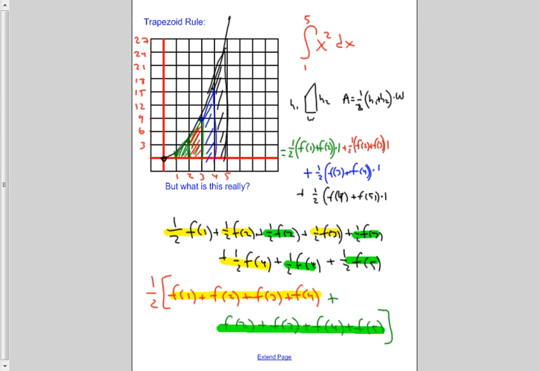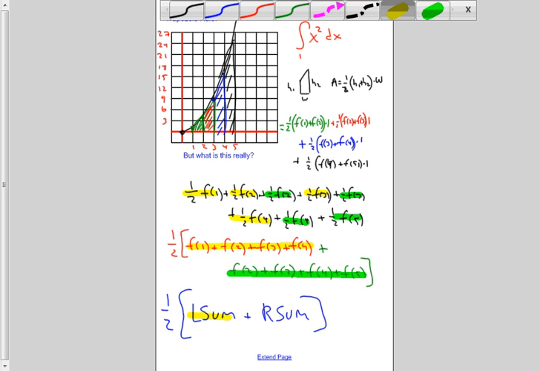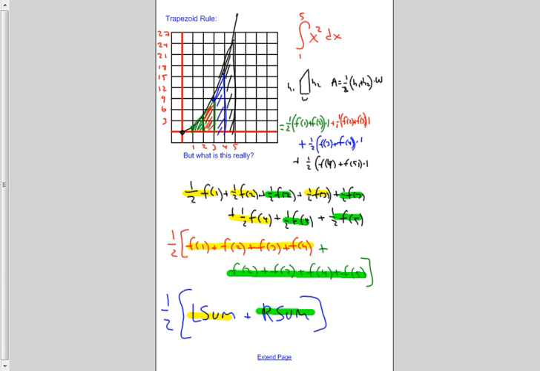But what's the yellow and what's the green? Well, this trapezoid rule, what it really is doing is it's averaging the left and the right bound. Because this is 1/2 times my left sum plus my right sum. So it's the average of the left sum and the right sum. And that is the quick way of doing the trapezoid rule. It's just calculate the left sum, right sum, and then average them.